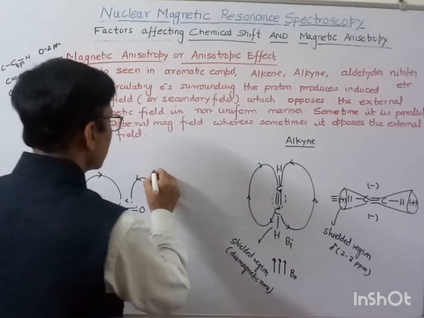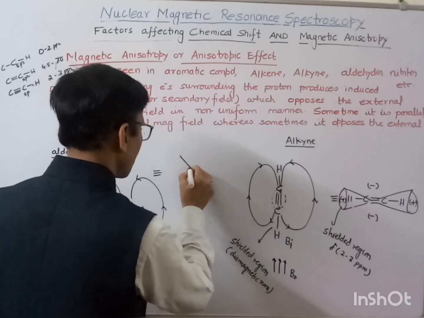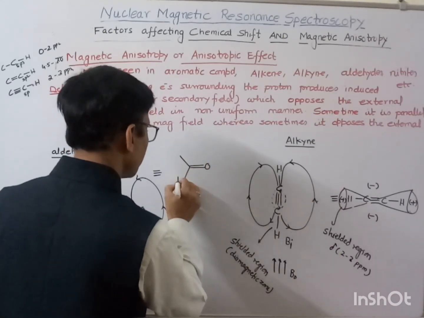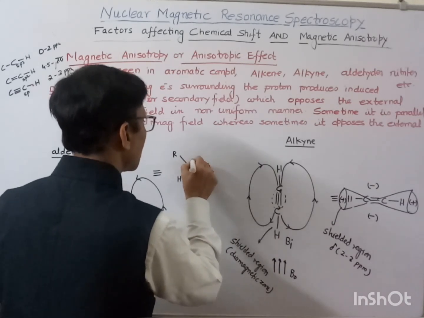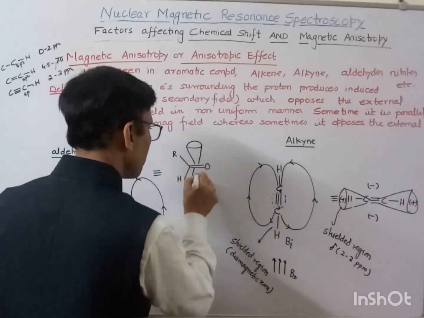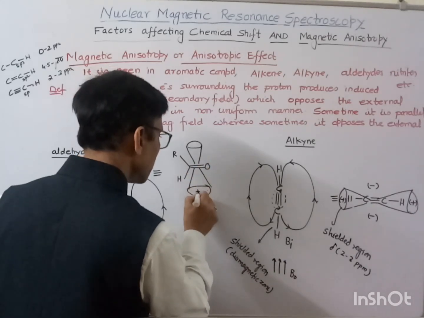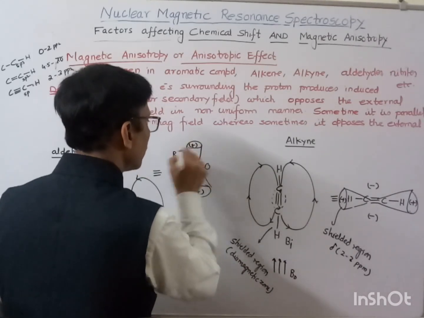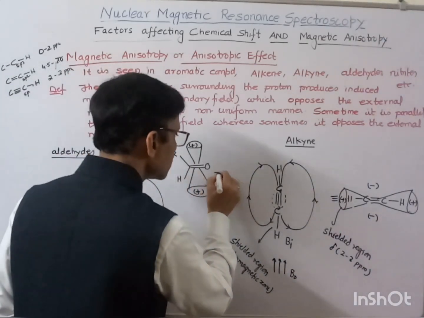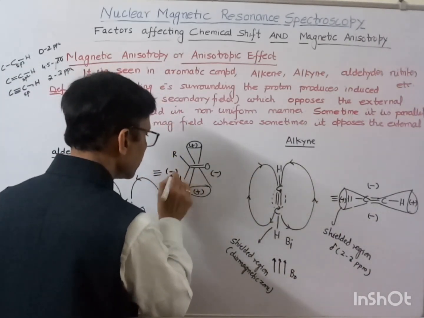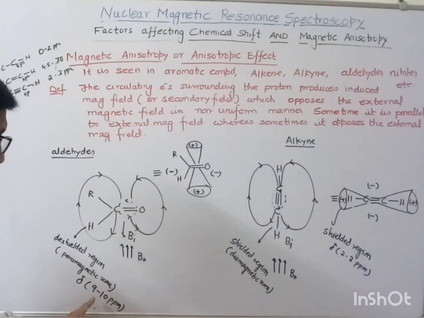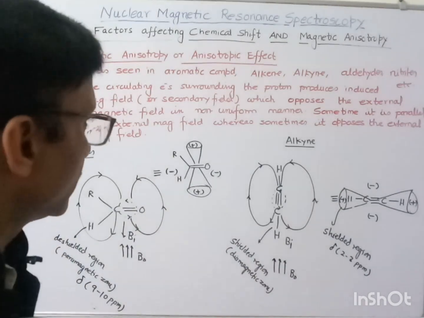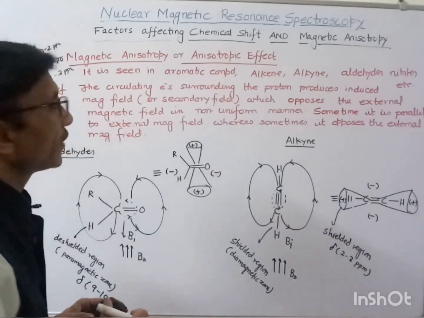Okay, if you want to show this in terms of the cone, then in the same way, this is the shielded region where no proton is present, and here this is the de-shielded region where you can see the proton is present and it is quite de-shielded, so the delta value is very high, that is 9 to 10 ppm. So let us see some more examples of anisotropic effect.